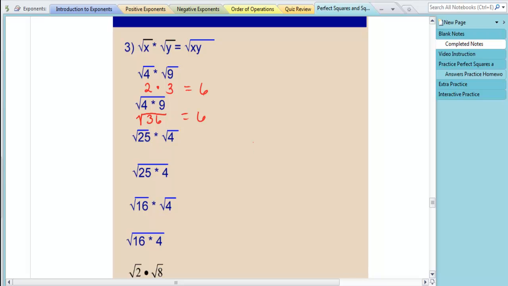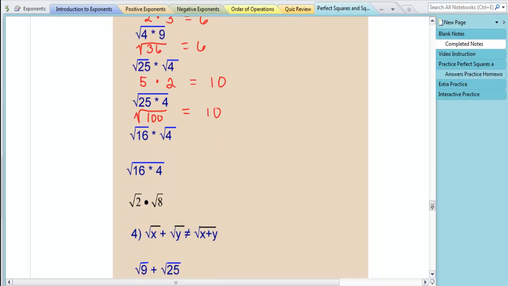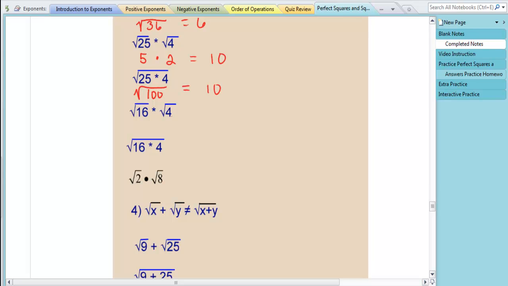And this also applies to division as well. So the square root of 25 is what? 5. Square root of 4 is what? 2. So what do we get? 10. 5 times 2 is 10. So what do you think we're going to get for the square root of 25 times 4? We should also get 10, right? So what's 25 times 4? 100. So we're going to take the square root of 100. And what's the square root of 100? 10. Indeed, it worked.